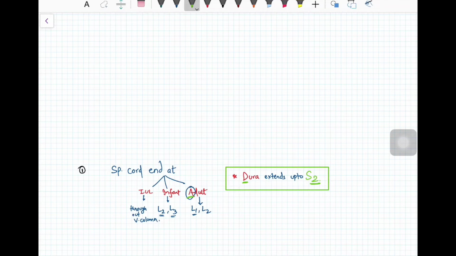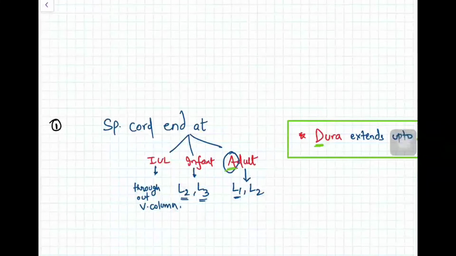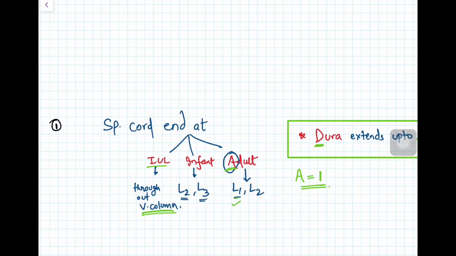So let's just start. The first is, where does the spinal cord end? In the intrauterine life, it extends throughout the vertebral column, but in adults, so adult is A is 1, the spinal cord will end at L1 in maximum number of cases. In some cases, it can end at L2 also. So you just have to remember A for 1. So in adults, L1 or L2 in some cases. In infants, it will be L2, L3.